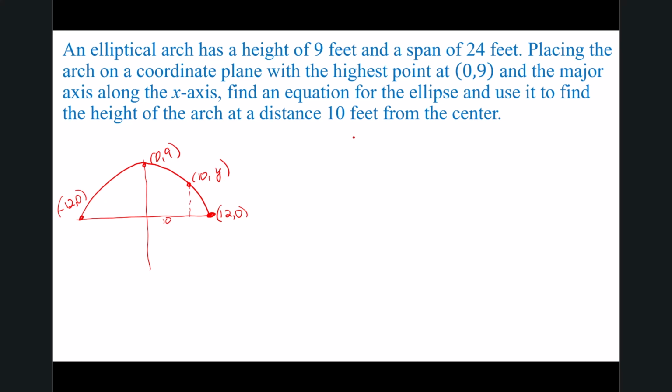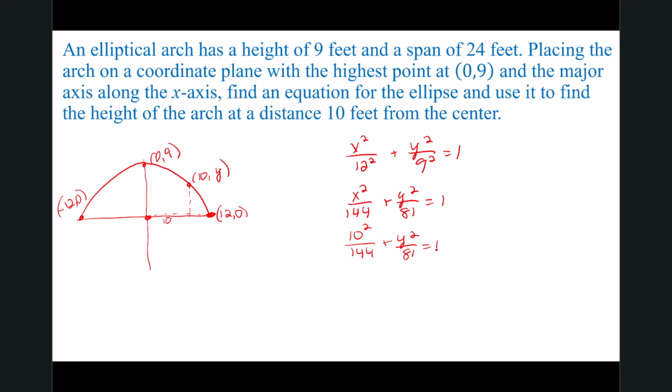So I'm going to start by writing the equation of this ellipse. My center is 0, 0, which makes it easy. So x minus 0 squared over 12 squared, the distance from the center to the edge of the ellipse in the horizontal direction is 12, plus y minus 0 squared over 9 squared equals 1. So I could write that as x squared over 144 plus y squared over 81 equals 1. Now I want to know what y is when x is 10. So I will put in 10 for x and solve for y.